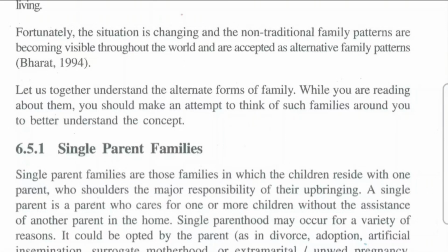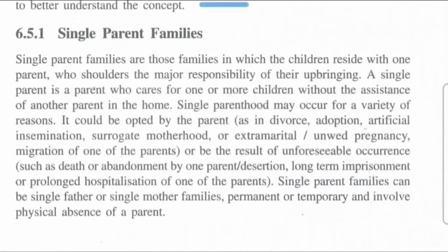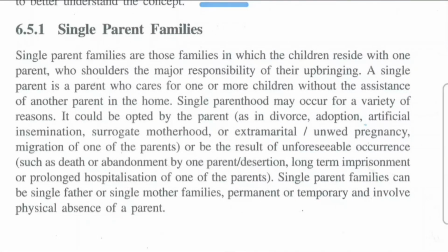Let us together understand the alternate forms of family. While you are reading about them, you should make an attempt to think of such families around you to better understand the concept. 6.1 Single-parent families. Single-parent families are those families in which the children reside with one parent who shoulders the major responsibility of their upbringing. A single parent is a parent who cares for one or more children without the assistance of another parent in the home.